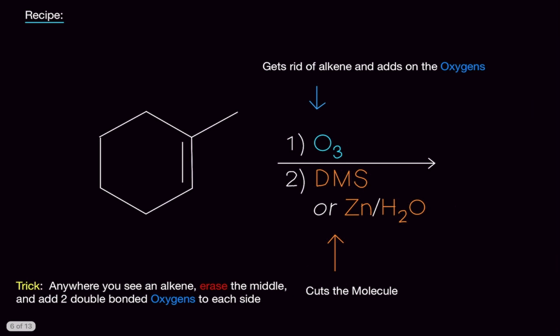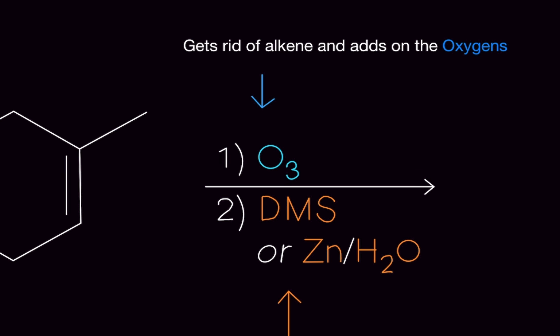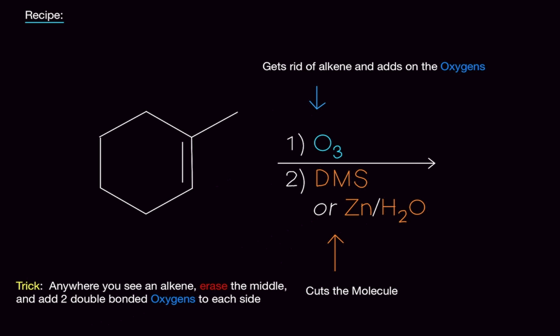Okay, let's talk about the recipe. First we need an alkene. The first step of the reaction is ozone. What this ozone does is get rid of the alkene and add the oxygens. Step 2 is you need a reducing agent, something like DMS or zinc in water. And what this does is it splits the molecule in half. That's what it does.